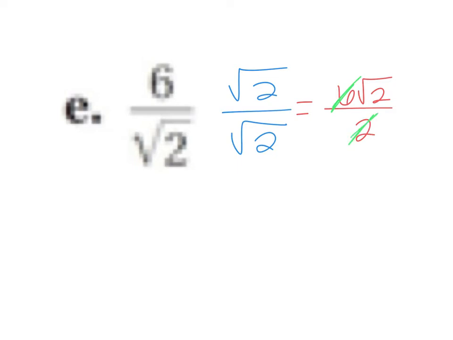You can't reduce the square root of 2 and 2 because they both don't have a square root. So they either have to both have a square root or neither one of them have a square root. That's why we can reduce the 6 and 2. That becomes 3 and 1. So my final answer for this is 3 square roots of 2, or you could put 3 square roots of 2 over 1.